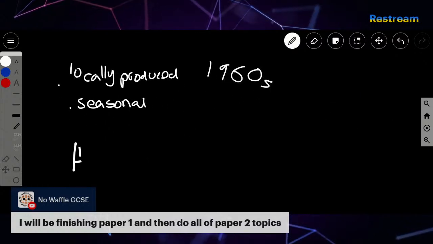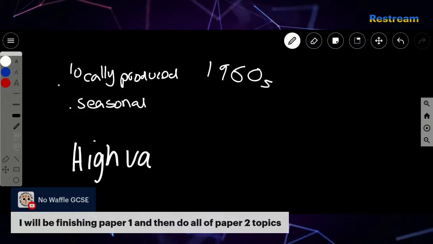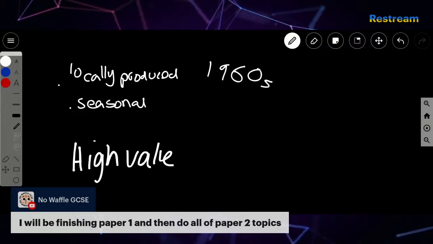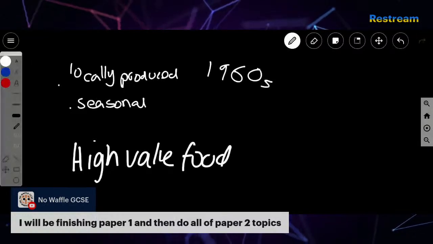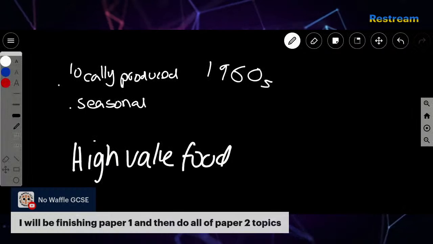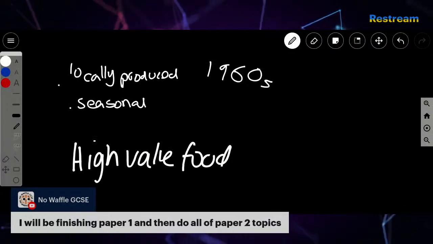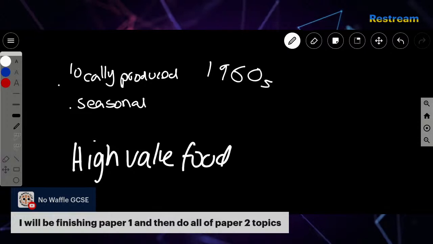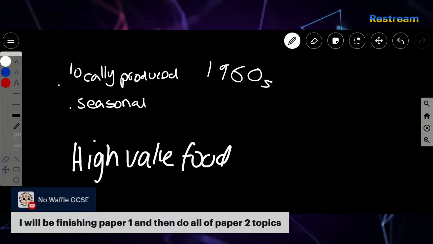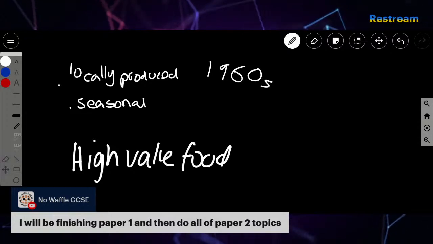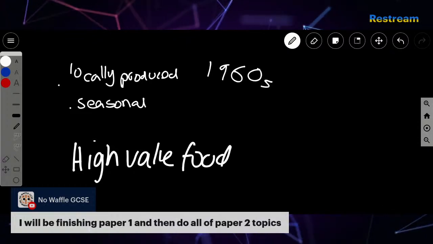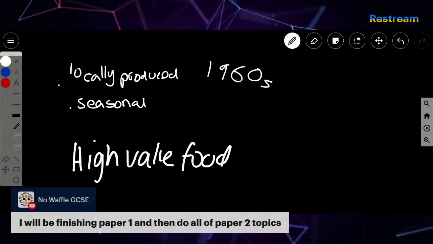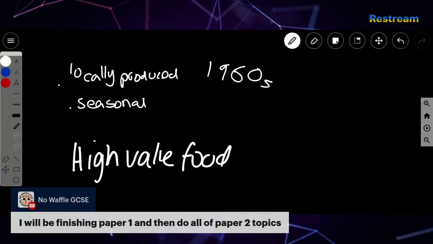So we look at high value foods, things like exotic fruits, vegetables, spices, coffee, things we tend to actually take for granted. Now, as people's income is increasing, the access to these types of foods has actually increased as well and become more popular. These foods are often grown in poor countries such as Ethiopia.